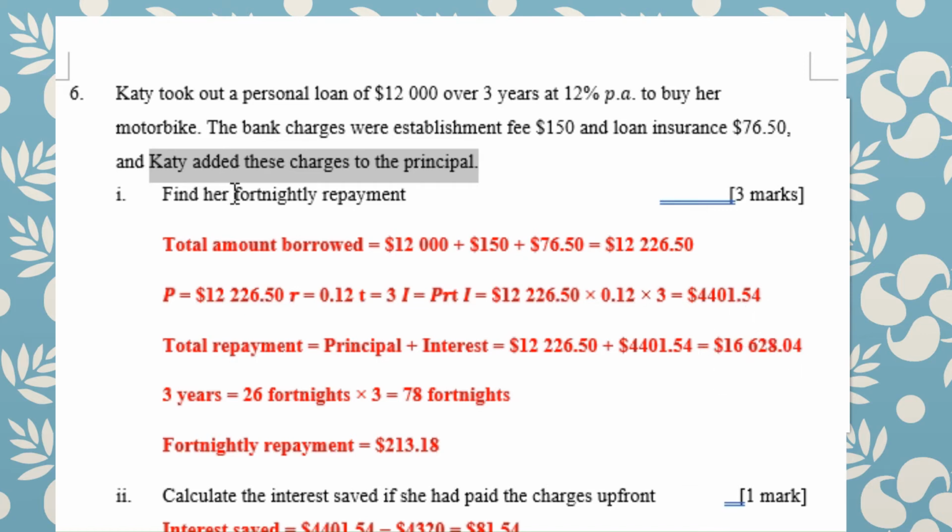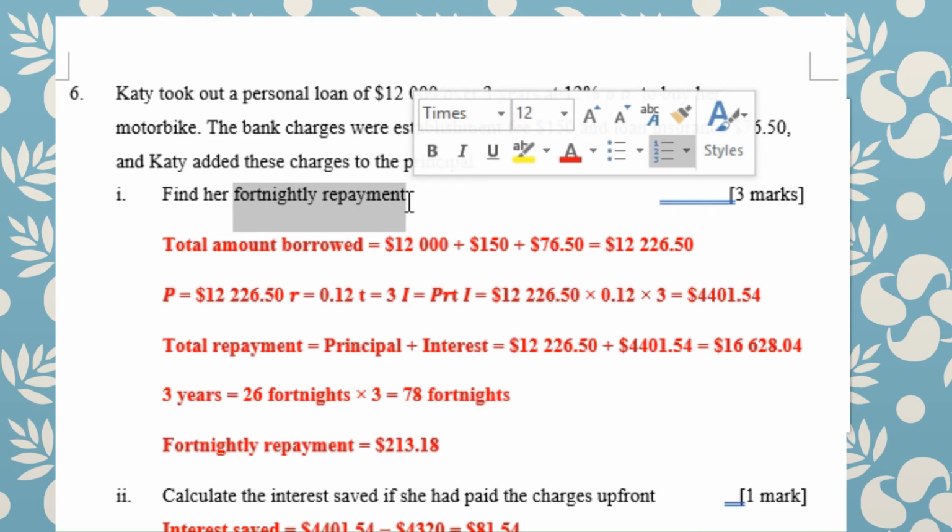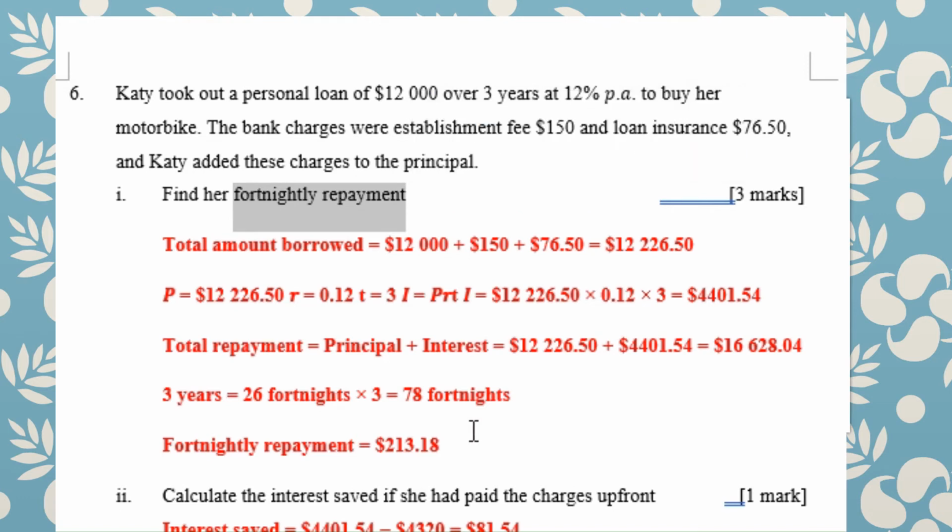So now what is fortnightly? Fortnightly repayment is every 2 weeks. Normally you find monthly repayment. Because this is 3 years, you divide with 36 for monthly repayment. But now you want fortnightly. So you need to find how many 2 weeks in 3 years. So 1 year got 52 weeks, right? Correct or not? So you divide by 2, you will get 26. So there are 26 2-weeks in a year. Alright, then you times 3, there will be 78 in 3 years. Then you divide by 78, you will get 213.18.